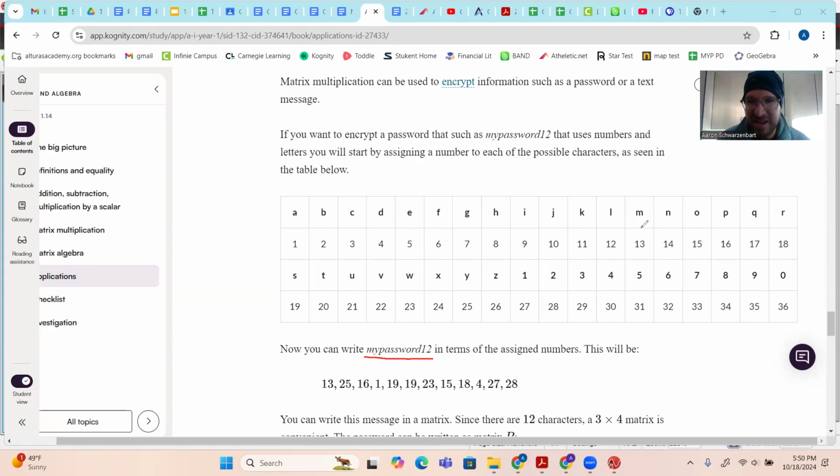So the first letter is M, which has a 13, so I get a 13. Second letter is Y, so I get a 25. Third letter is P, so 16 for P. 1, 27 for 1, 28 for 2. So that is 12 letters. They intentionally did 12. I think if we came up short, we'd use zeros. They don't have a great example of that, but I think we just use zeros because we're now going to put it into a matrix.